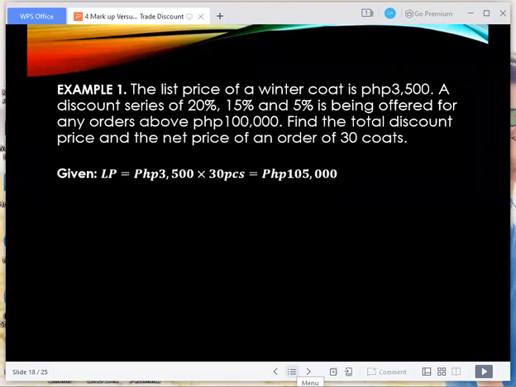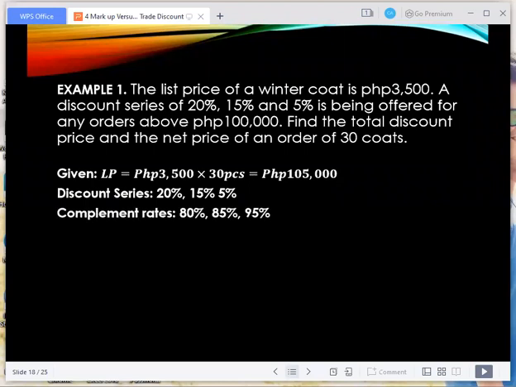Now looking at the list price, you get an order which is above 100,000 pesos. So since the list price is now above 100,000 pesos, you can claim the discount series of 20%, 15%, and 5%. But if the list price calculated is less than 100,000 pesos, you cannot claim all those 3 discount rates. So again, the discount series, we have 20%, 15%, and 5%.